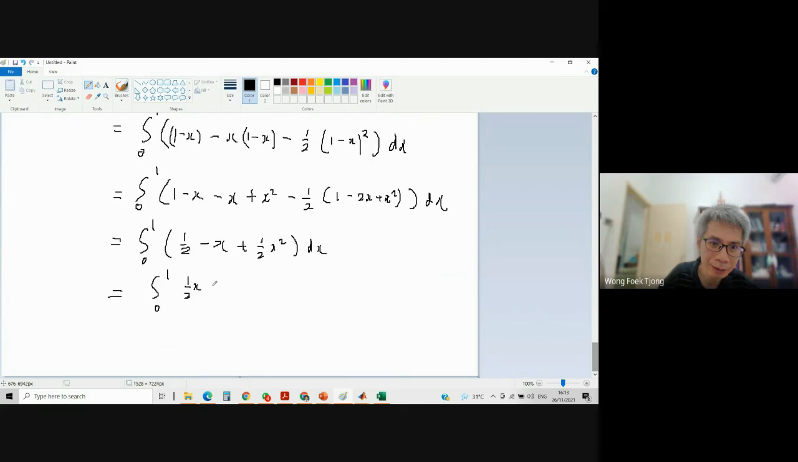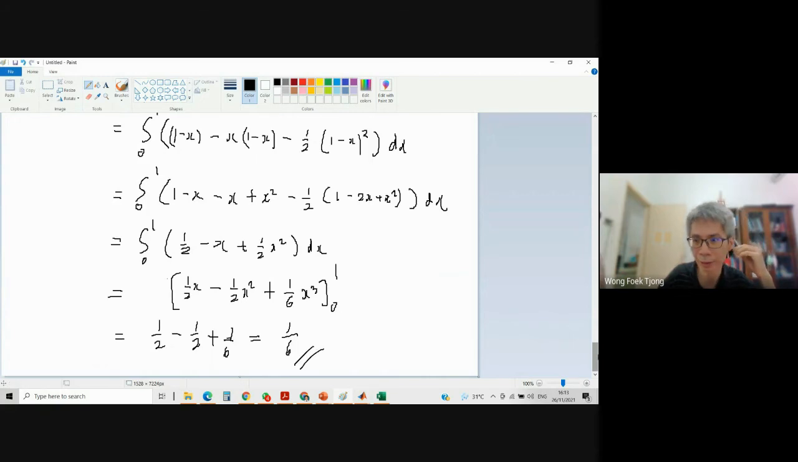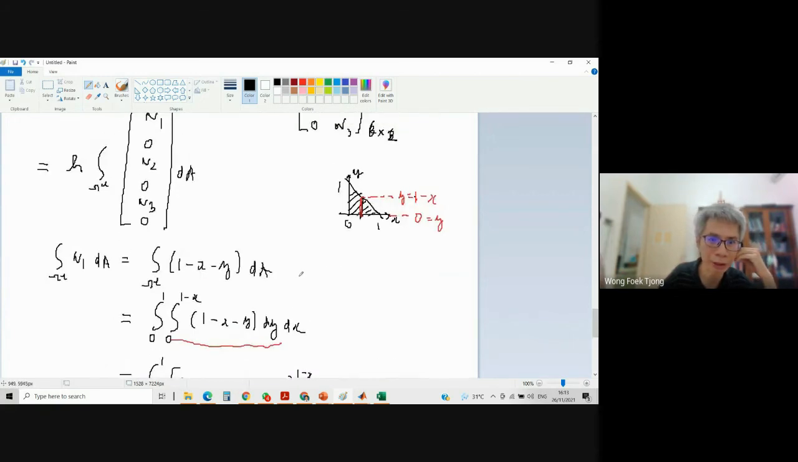One half x integral, sorry. No, I should not write this one again. Just write this one: 1/2 x minus 1/2 x squared plus 1/6 x cubed, from 0 to 1. So the result is 1/2 minus 1/2 plus 1/6 equals 1/6. Okay, done for this one, right? So this is 1/6.